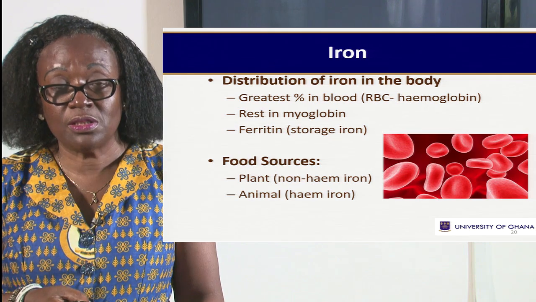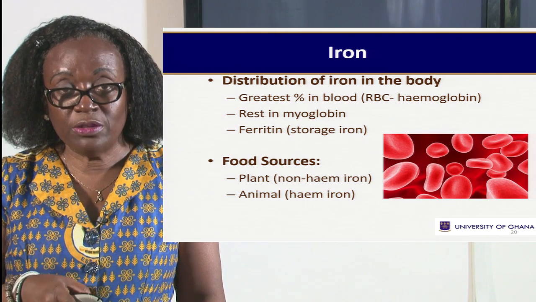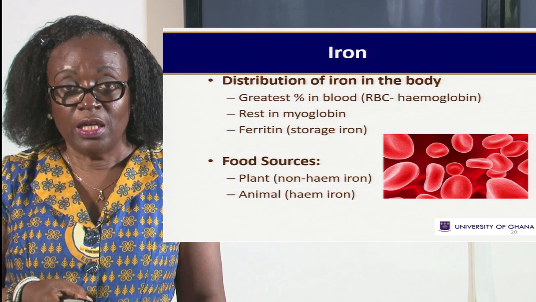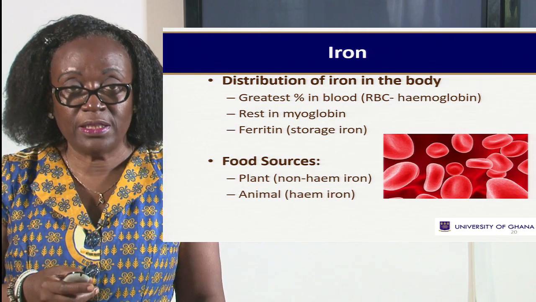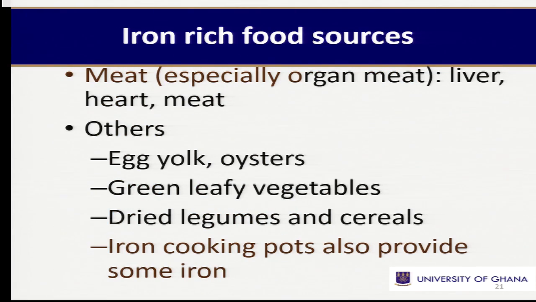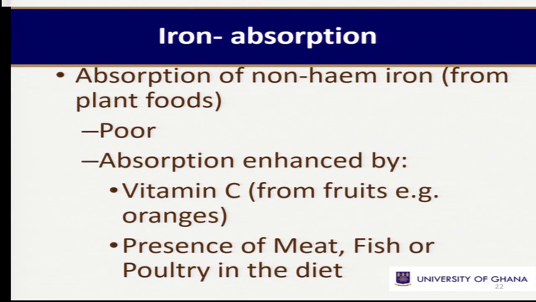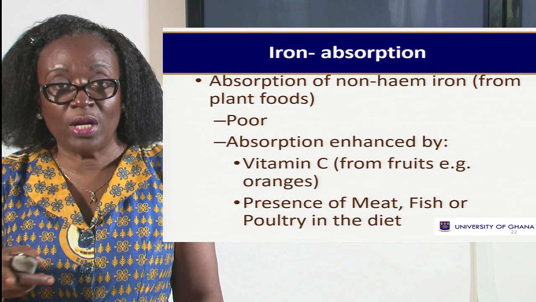And from plant sources, we call it non-heme iron, because from animal source, it's called heme. And the animal source is easily absorbed, unlike the plant source, which cannot be absorbed easily. And from the plant source, the non-heme, there are challenges, poor absorption, and the iron found in the plant source is iron 3. And iron 3 has to be reduced to iron 2.